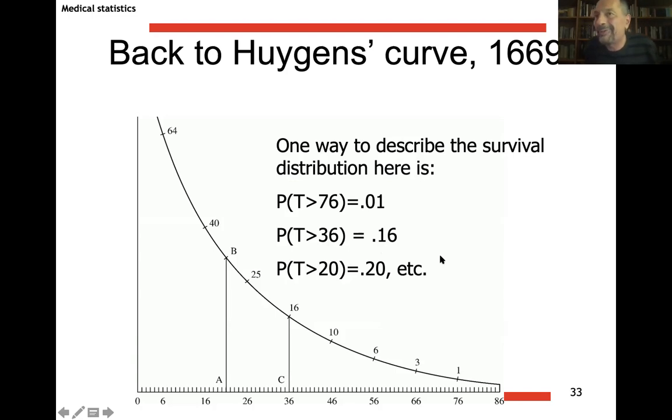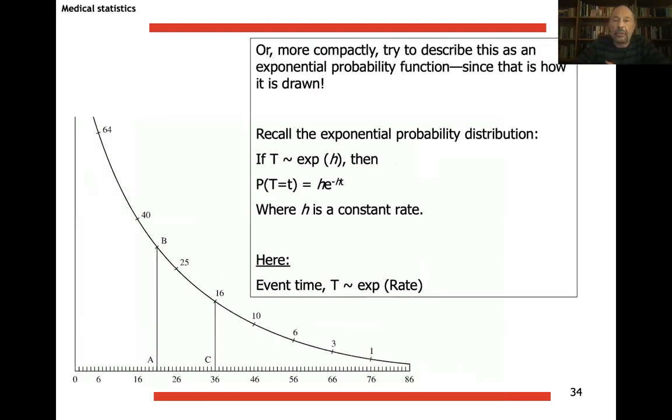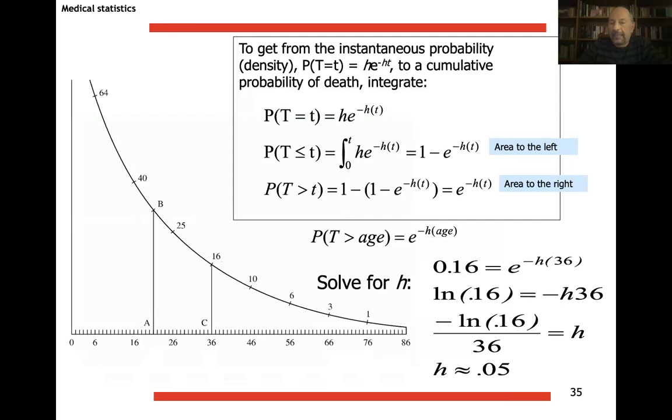In three centuries, I would say almost, the survival curves have completely changed. Good. So try to describe this exponential probability function, and this is how it is drawn. Then you will have, as I told you, the formulas that I've shown you before. And this is again the full calculation of the hazard function.